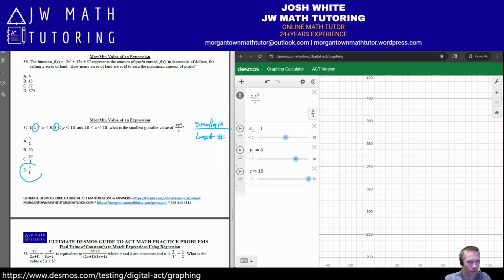Again, the general approach here is you're typing in the expression, then you're setting the sliders for each of the letters, and then you're moving them to see what happens to the overall expression value. Does it get larger or does it get smaller when you increase or decrease them? Then you decide which end of the range each of them needs to be at based on what the problem is asking for.